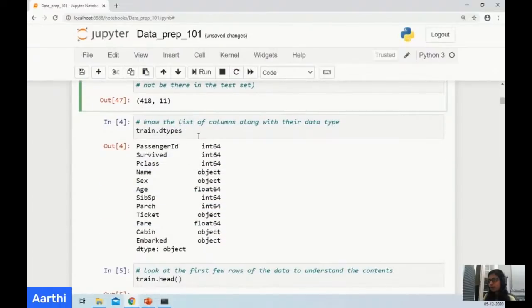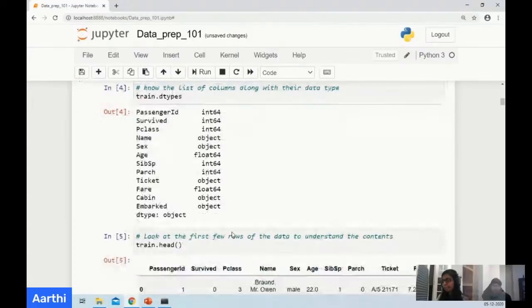.dtypes will give you the list of columns in your data sets along with their type. So int is integer, a whole number. Object is a string. Float64 is a number with a decimal.